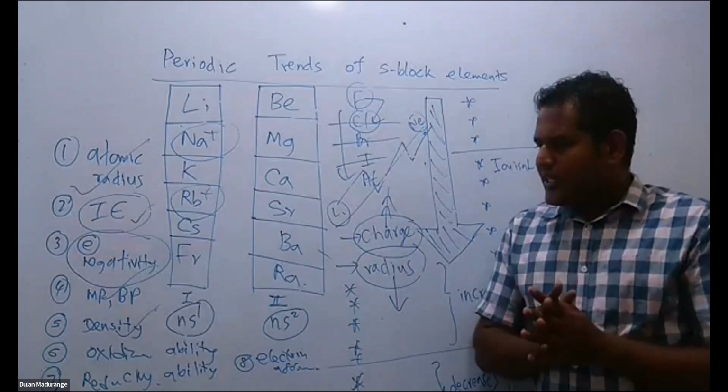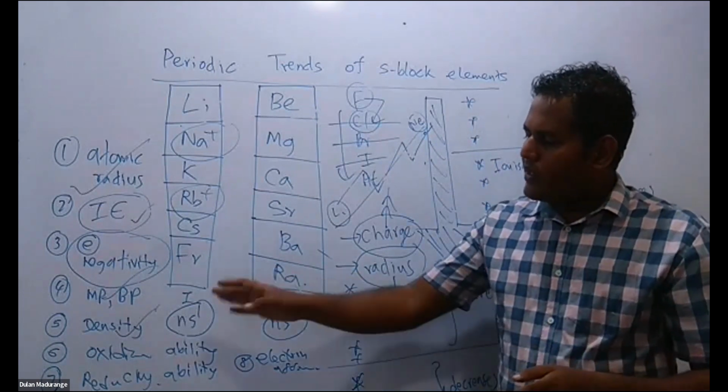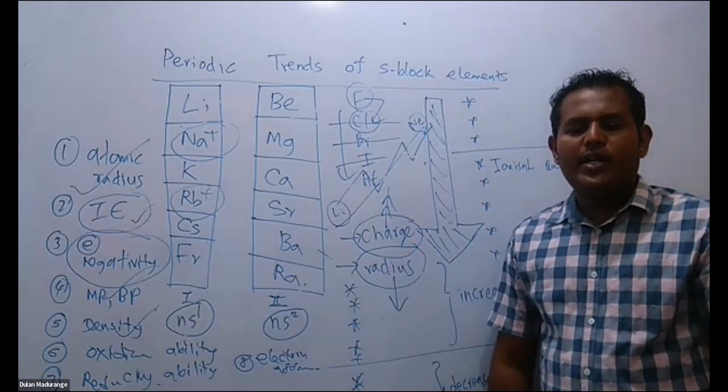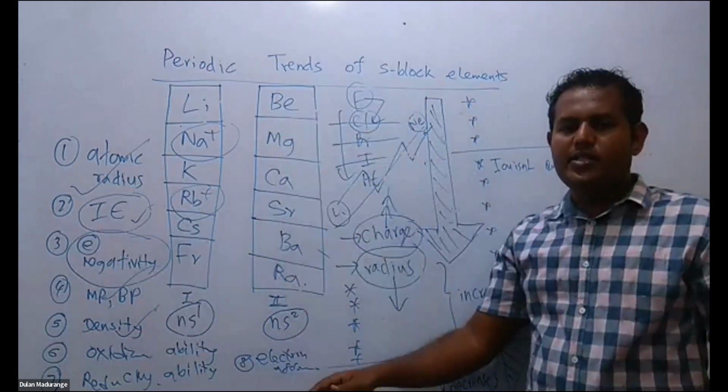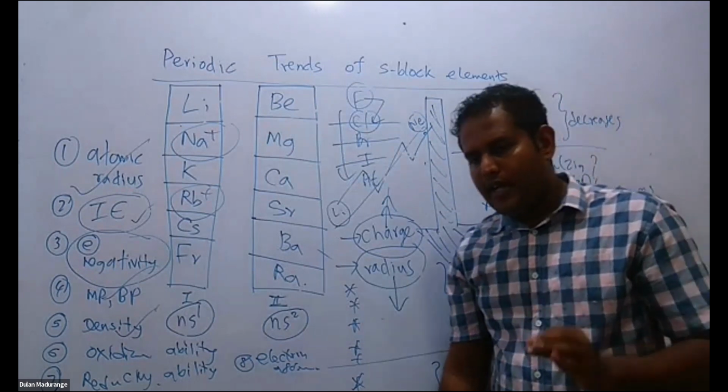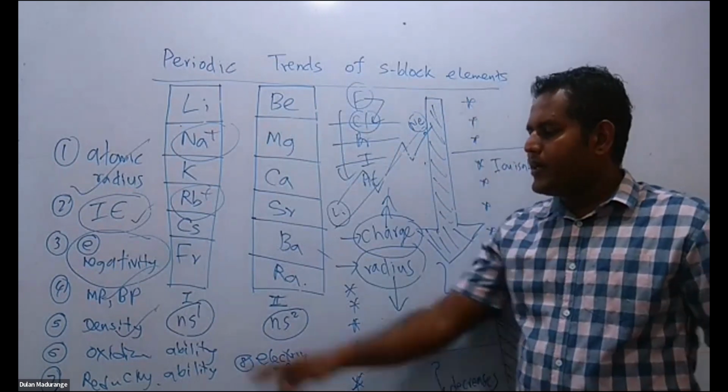So is it clear? Downwards the group, what will happen to the electron affinity? From the second period to the third period it increases, then it gets decreased. Yeah, right. I'm asking another question: oxidizing ability.